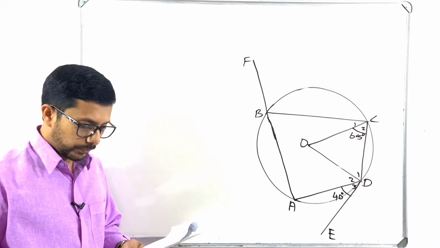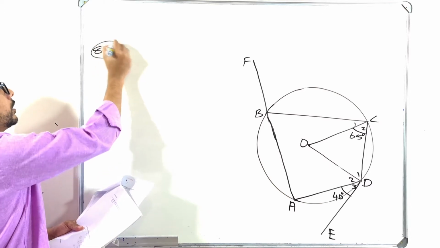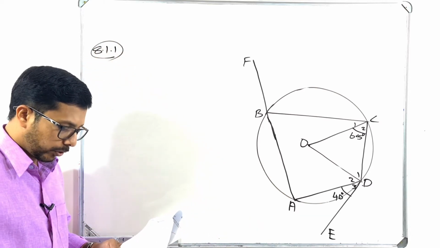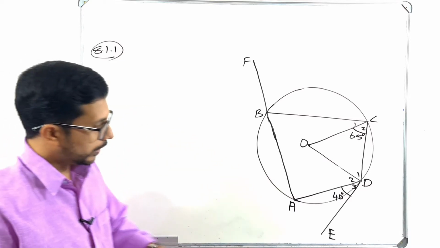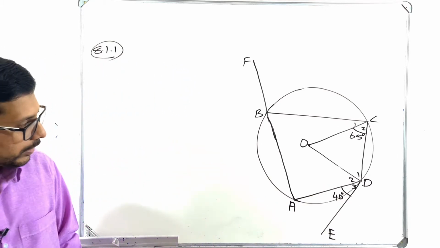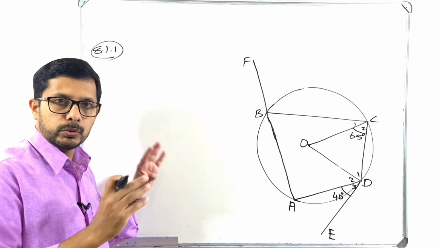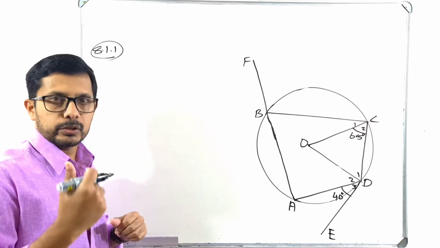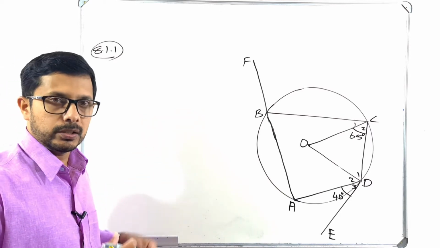Okay, what is the first question? 8.1.1. What is that question? Calculate, determine, giving reasons, the size of each of the following angles. So D2, first question, you have to find this angle D2. So how can you find that angle D2? First, before you watch this video, you have to pause the video and try to find it yourself. Then after that, watch this video.